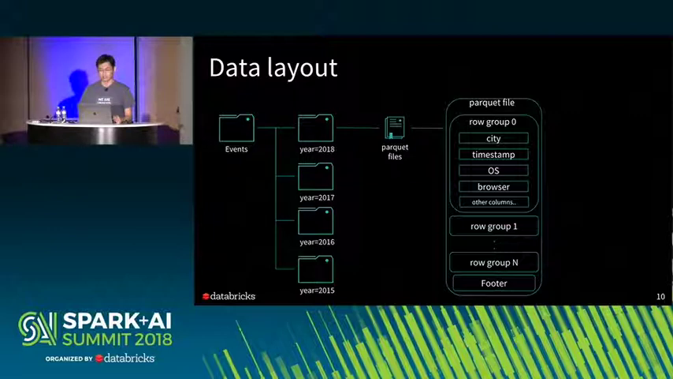Here is our example input data layout. The data is partitioned by the column year. In each folder, there are multiple Parquet files. Each file contains multiple row groups, and inside a row group, there are many column chunks.